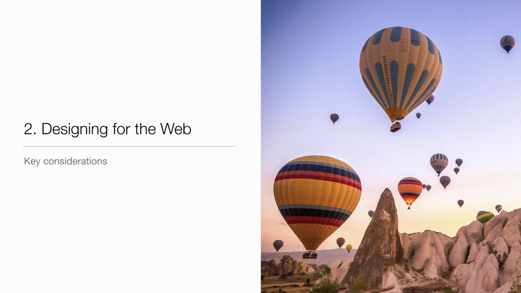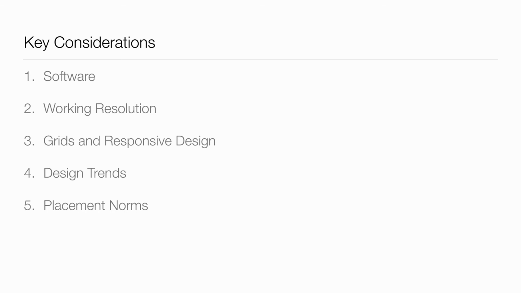So those are the 13 key web components. So we're going to have a look at how you design for the web. This is not going to go into a really practical guide, but more things you should really be aware of. So we consider software, working resolution, grids and responsive design, design trends, and placement norms.